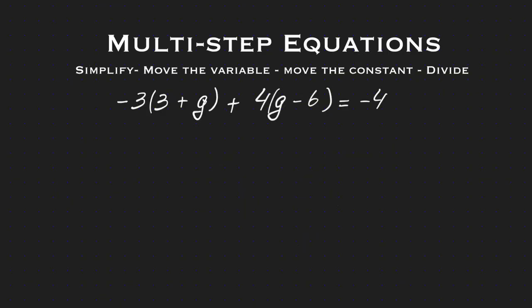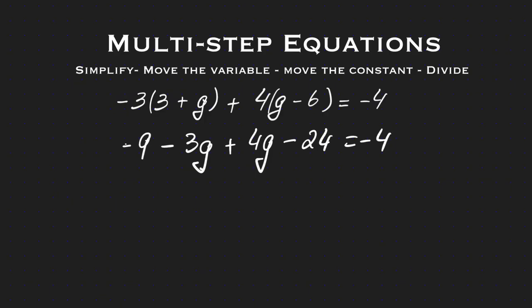All right, our second example, we're going to simplify by distribution. So we're going to multiply negative 3 by 3 and negative 3 by g. So that will be negative 9 minus 3g. And then 4 is multiplied by g and negative 6. So it's going to be 4g minus 24 equals negative 4. We're going to continue on simplifying by combining like terms. So negative 9 and negative 24 will equal negative 33. And then negative 3g plus 4g will equal g.